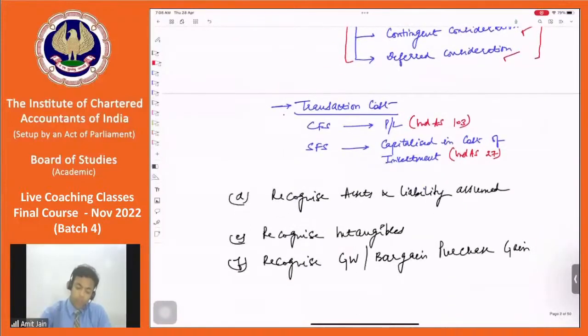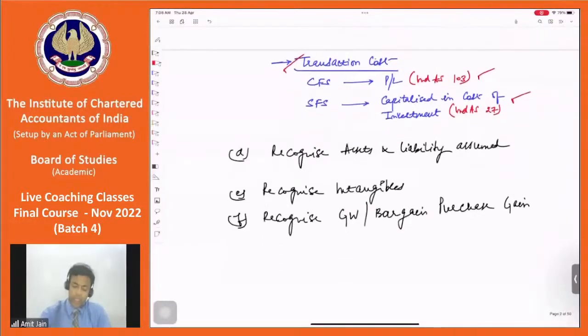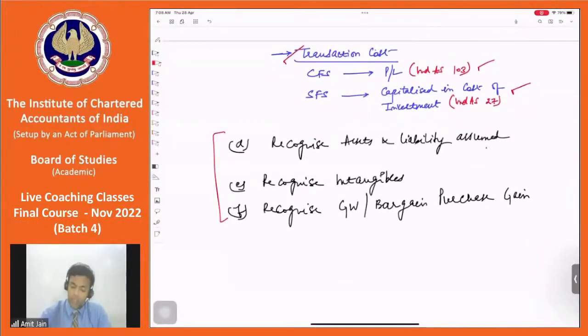Then we talked about transaction cost. In standalone, it will be capitalized in the value of investment. In consolidated, it will get charged off in the P&L. Right? These are the other steps which we need to discuss today: assets and liabilities recognition, intangibles recognition, goodwill recognition, deferred tax recognition.